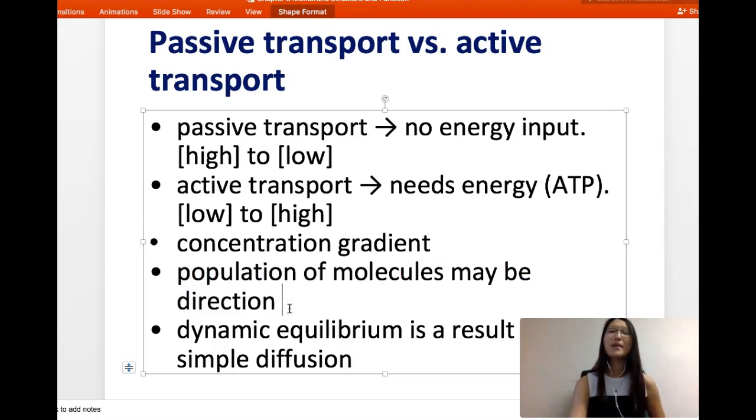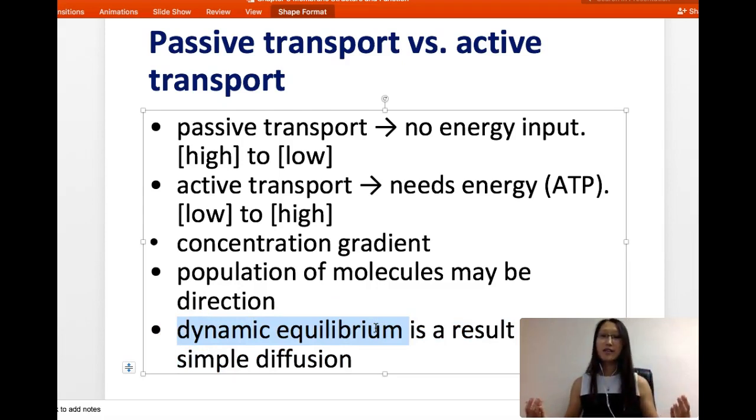The next one is population of molecules. I'm not sure what, I think this is wrong. Anyway, this one is more important: dynamic equilibrium. Dynamic means something is changing. Equilibrium means there's no net change in concentration, right? Remember when we talk about equilibrium of a chemical reaction, at that equilibrium, there's still a chemical reaction happening.